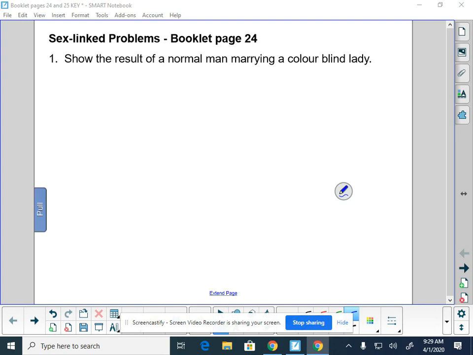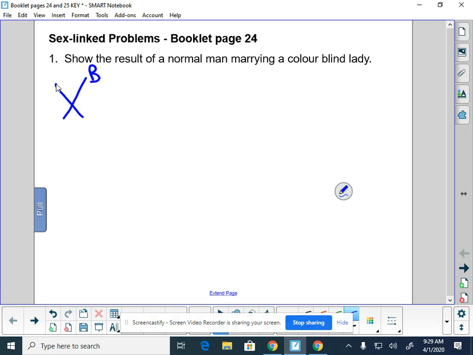So number 1, show the result of a normal man marrying a colorblind lady. Like always, you have to create a legend. When it's a sex-linked trait, that means that the allele is found on the X chromosome, so your legend has to show the X chromosome. And it's written as a superscript.